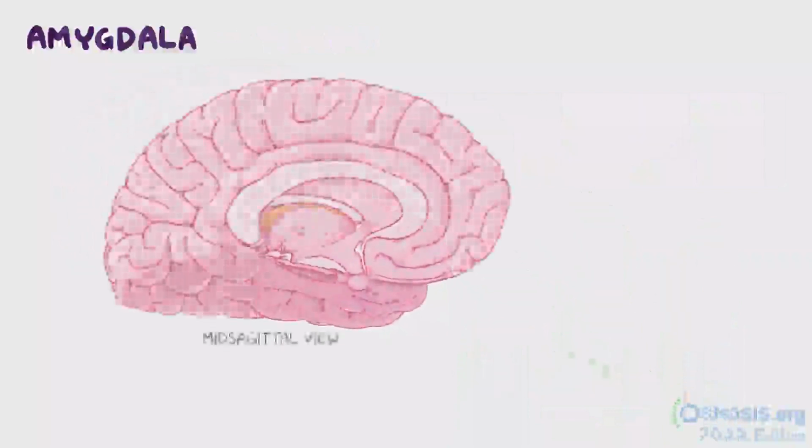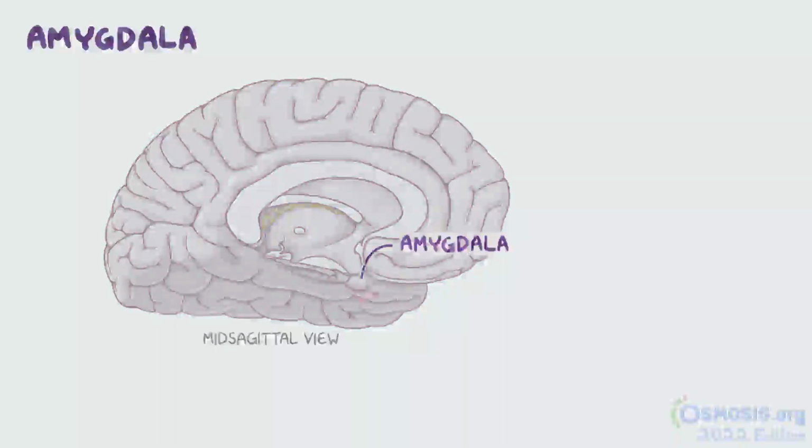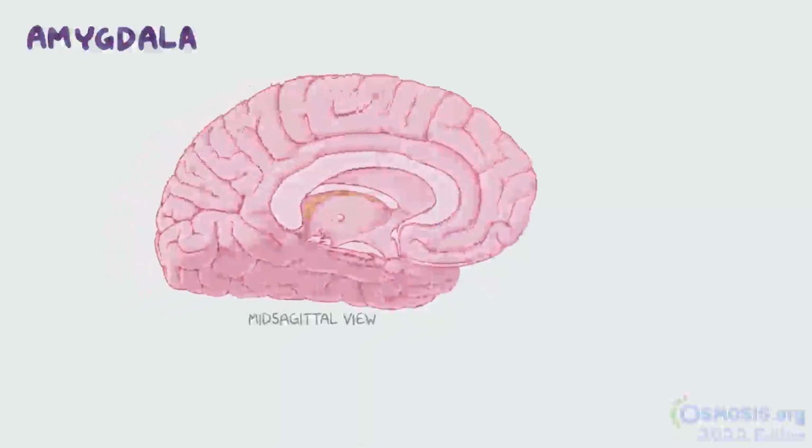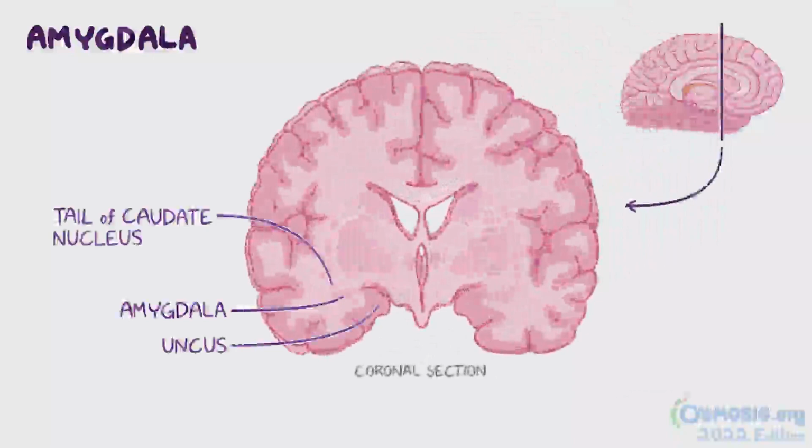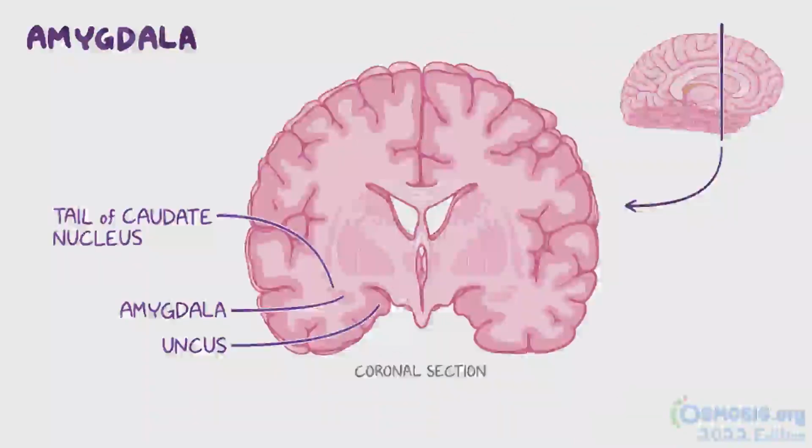On a mid-sagittal section of the brain, the amygdala is located in the medial temporal lobe, just deep to the uncus. On a rostral coronal plane, we can also see the amygdala in the medial temporal lobe, deep to the uncus, with the tail of the caudate just superior to it. Remember that the hippocampus and parahippocampal gyrus would be found more caudally in relation to the amygdala.